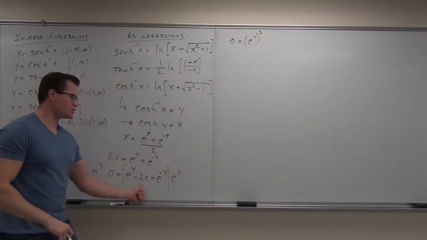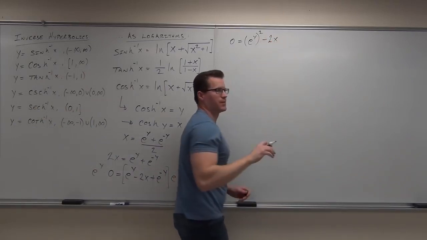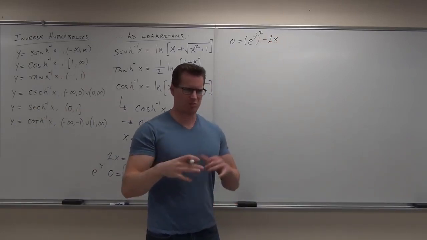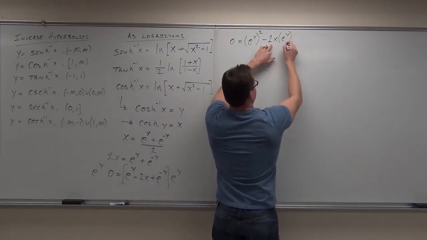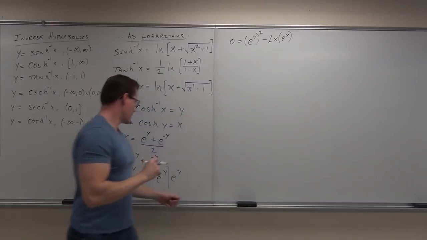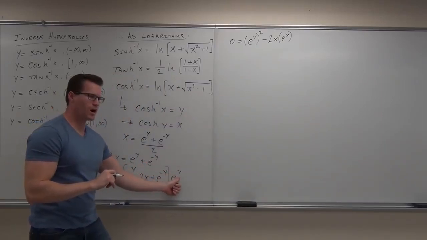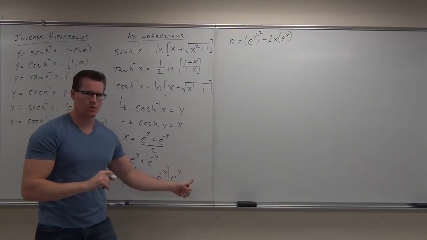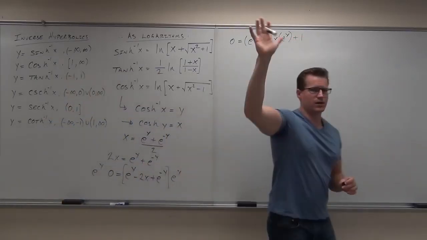I'm going to get minus 2x e to the y. Minus 2x. I'm also going to write this a little bit specially. I'm going to keep this in parentheses. You'll see why in a second. Minus e to the y. And then, oh, look at this. If I have e to the negative y times e to the y, that's going to create e to the 0, or 1, plus 1. So everything should feel okay with that one so far.